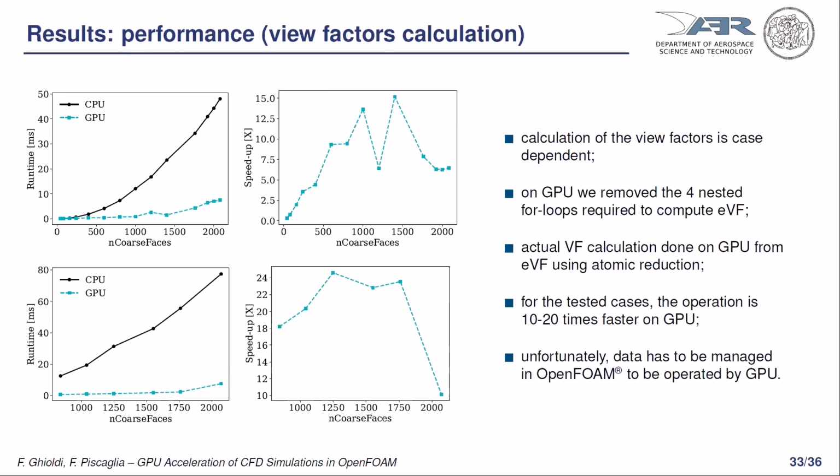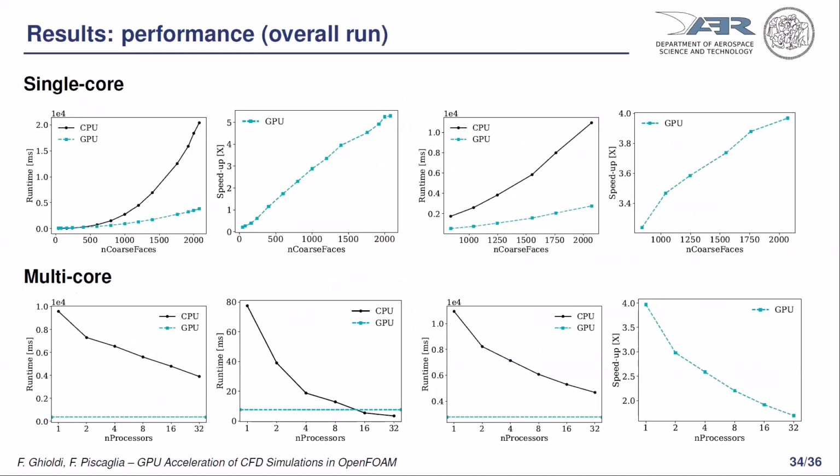Unfortunately, the issue that we have is that the data needs to be managed from OpenFOAM in order to be moved to the GPU. So in some cases, imagine that we have four nested loops which are completely removed because we're using the GPU, but at the same time, we need to have two for loops on the CPU because we need to combine the data in such a way that it's suited for GPU calculation. So in that sense, we aim to find a way to overcome that as well.